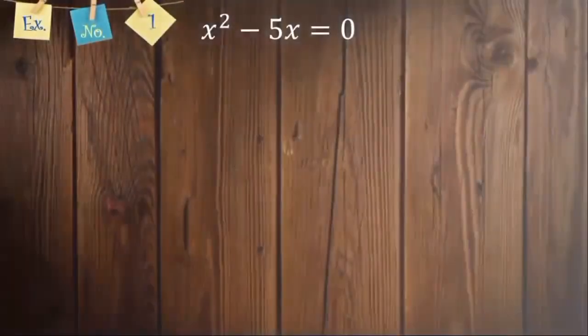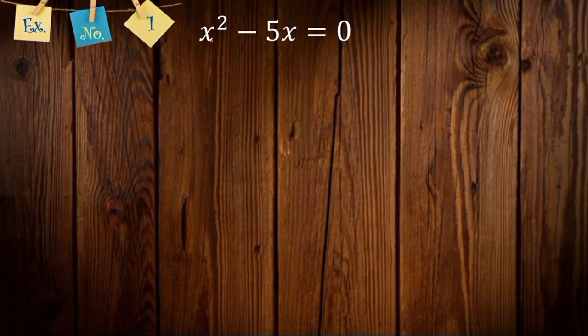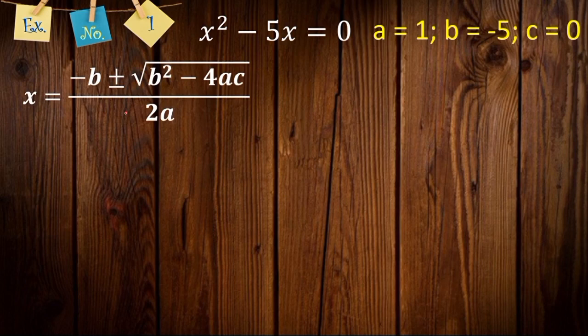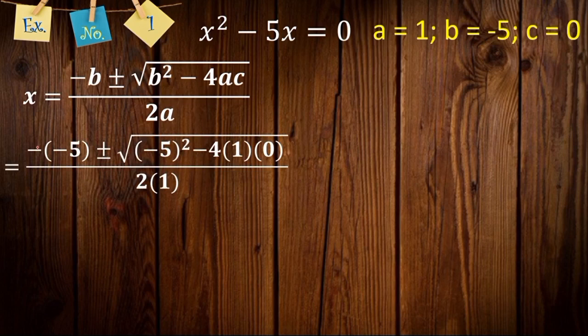Another example. We have here x squared minus 5x equals 0. The values of a, b, and c are 1, negative 5, and 0. Let's substitute them into the quadratic formula. So, copy the negative sign. What is the value of b? That's negative 5, based on the equation. Plus or minus the square root of negative 5 squared minus 4 times 1, and c is 0, all over 2 times 1.